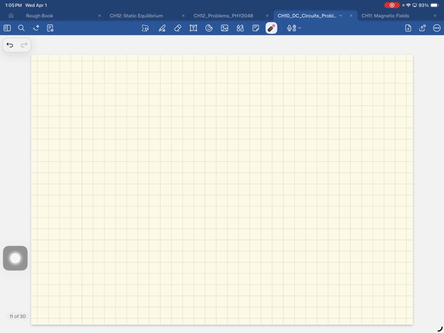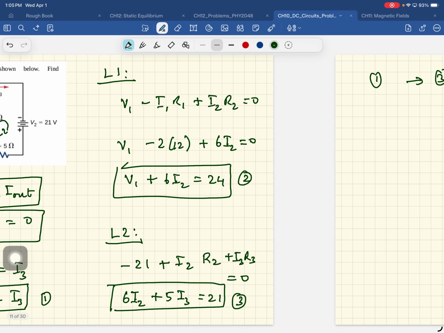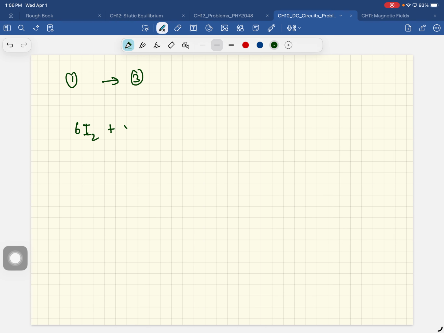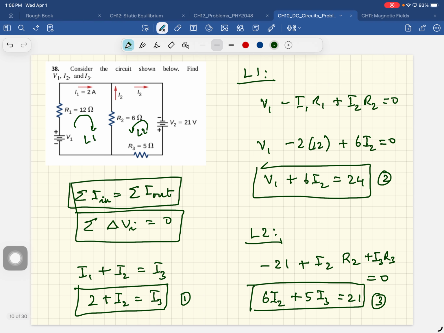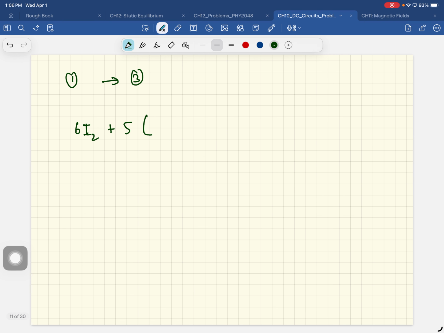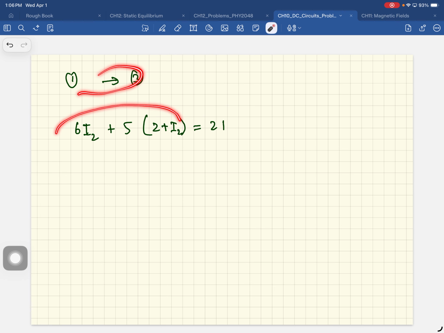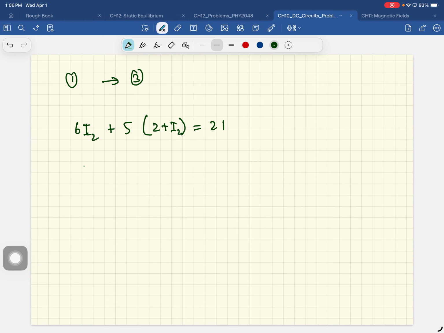So we'll take information from equation 1 and put it in equation 3. So 6 I2 plus 5 I3, and I3 is 2 plus I2, and that's equal to 21. By doing this, now we've got 1 equation and 1 unknown, and we can solve for this. So 6 plus 5 is 11, I2 equal to 21 minus 10, which is 11. So I2 is 1 amp.